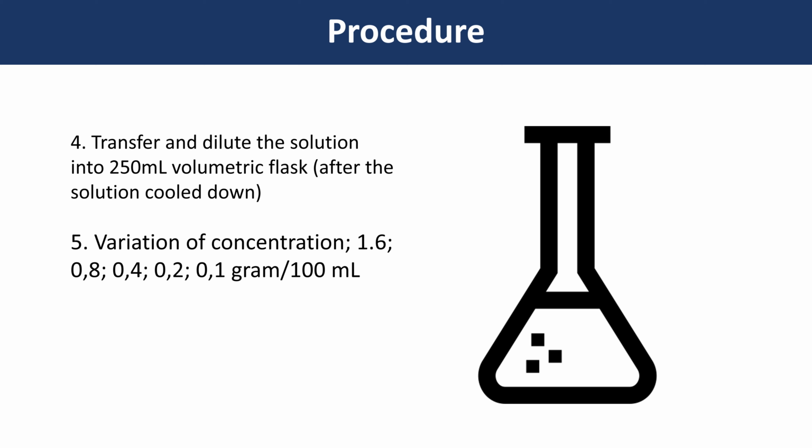Then pour this mixture into a 250 milliliter volumetric flask and shake it until it becomes homogeneous. And then take 50 milliliters from this solution and dilute it in a 100 milliliter volumetric flask. In this condition, the concentration of the mixture is 1.6 gram over 100 milliliters and label this solution as the stock solution. I repeat it again.